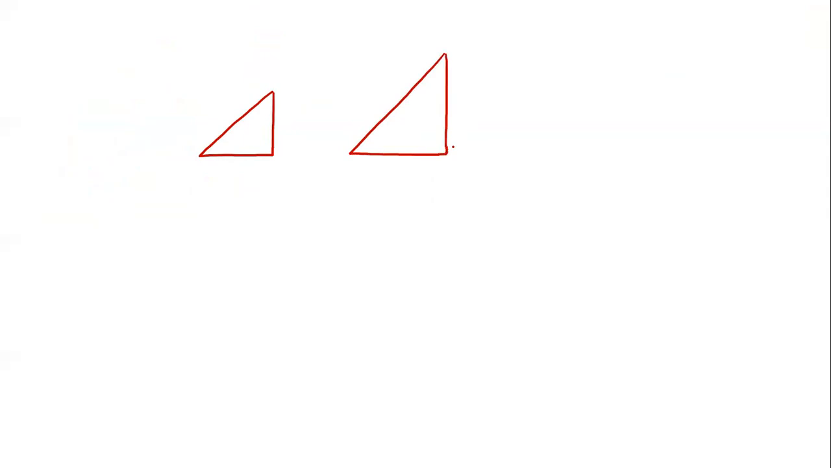These 2 triangles we can say are similar with one condition: the corresponding angles should be the same. That means this angle and this angle should be the same, this angle and this angle should be the same, and this angle and this angle should be the same. So it's not that the triangles should be the same, the angles should be the same. Once the angles are the same, we can use the similar idea.